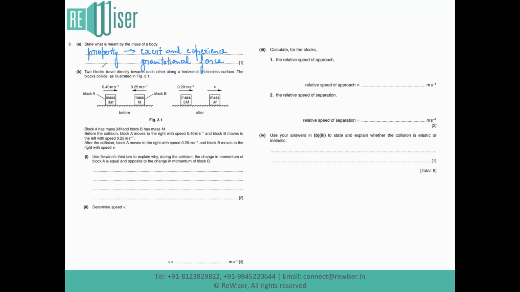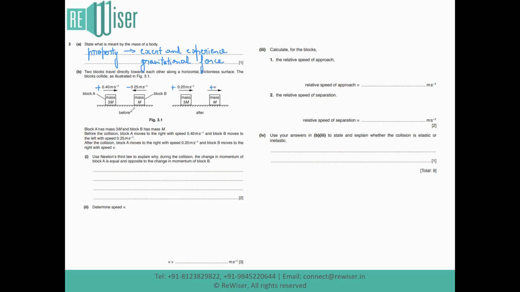Moving on to part B. Two blocks travel directly towards each other along a horizontal frictionless surface. The blocks collide as illustrated. Here we have a diagram where we see the collision of two blocks and their corresponding masses and velocities before and after the collision. There is an identification to be made here. Since velocity is a vector, a vector directed towards the left is taken to be negative, while a vector directed to the right is taken as positive.